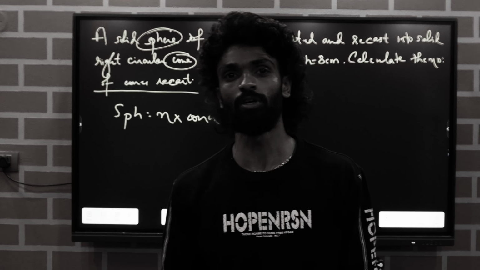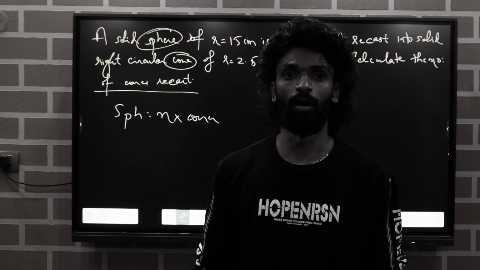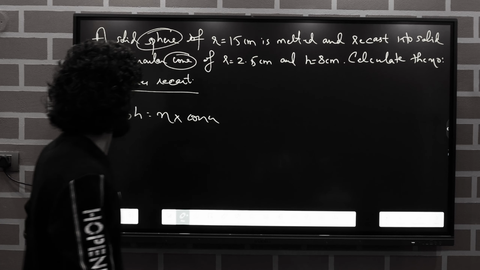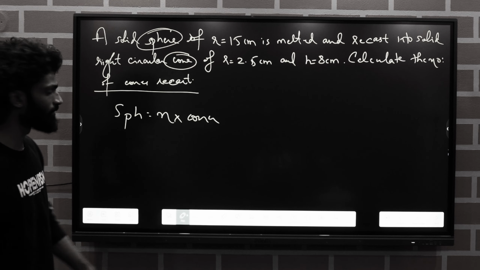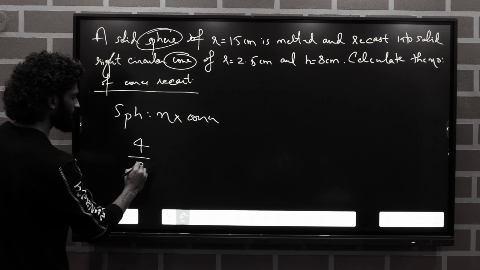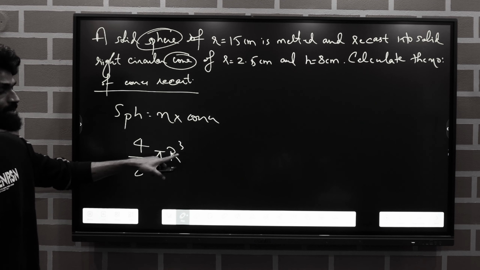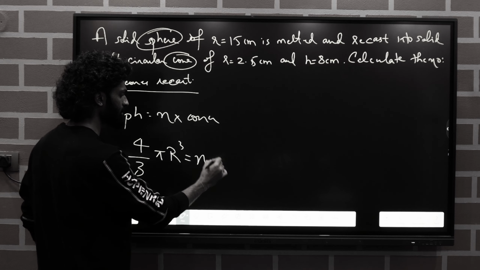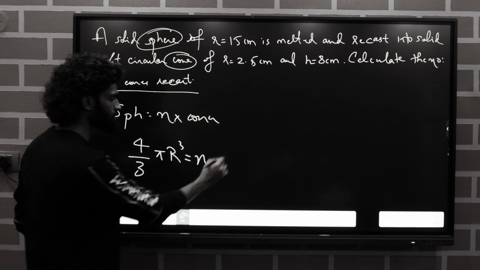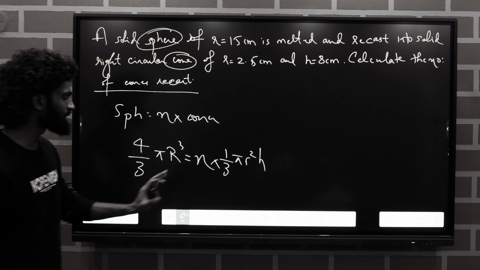So make sure you guys watch the volume of the spheres video, so that you'll be able to understand this concept properly. Got it? Now here, spheres, the volume of the sphere is given by the formula 4 by 3 pi R cube. I wanted to use capital R here so that there's a proper denotation between both of them. I'll write n as it is, into the cone's value, 1 by 3 pi r square h. You write as it is.